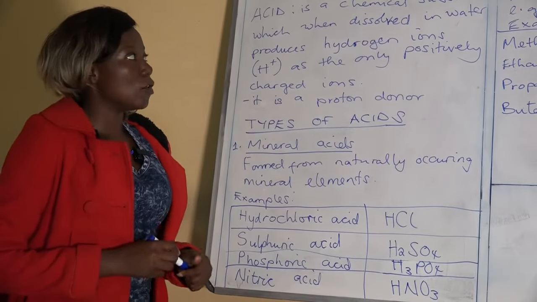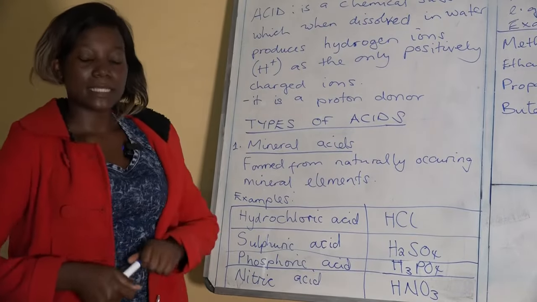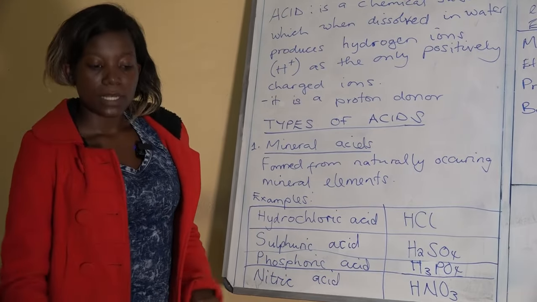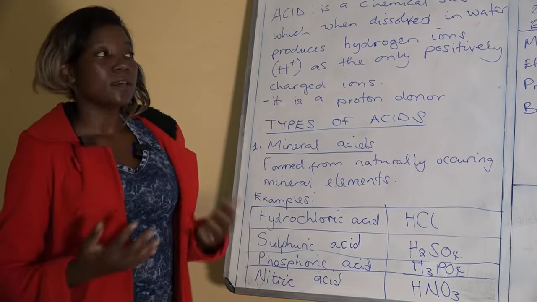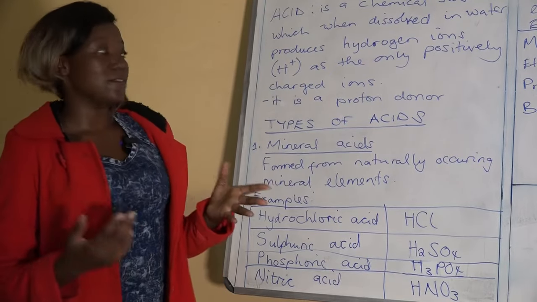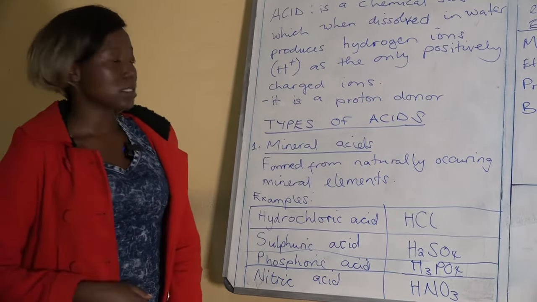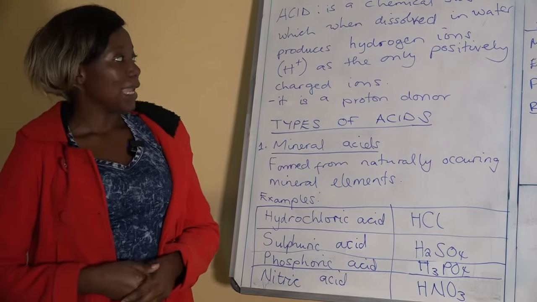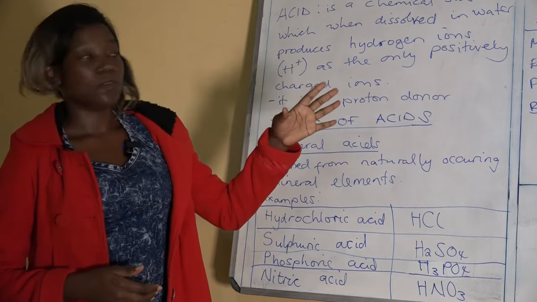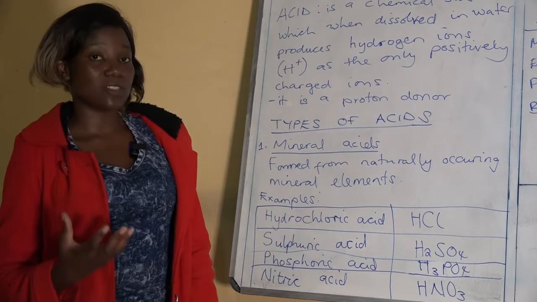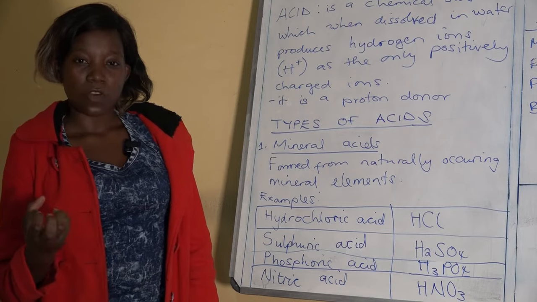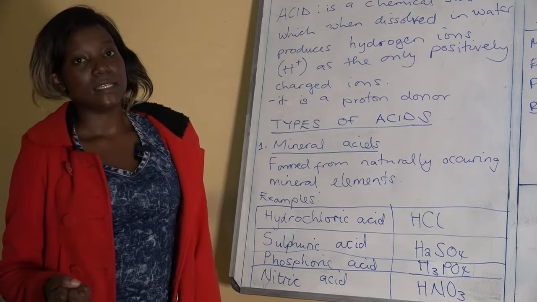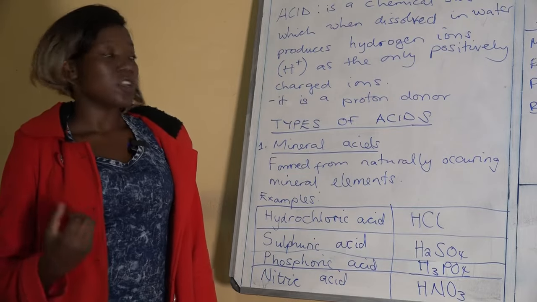organic acids are formed from organic matter, such as that of plants. Organic matter simply means matter from living things. Decaying matter from plants is organic matter, and these acids are formed from such kind of matter. So the acid you find in orange or lemon juice is an organic acid.